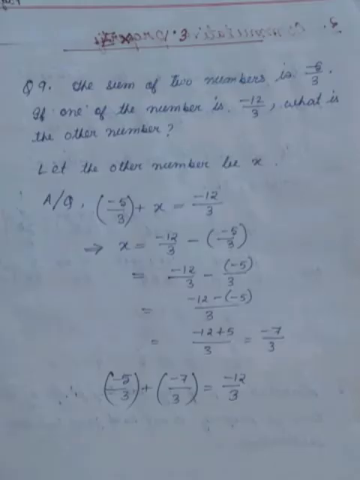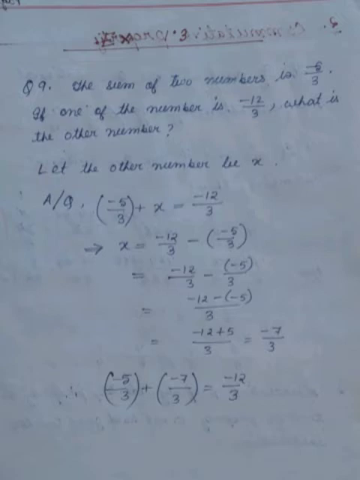Let us go through exercise 1.3. From 1 to 8, you can solve the problems as assignment. So from question number 9, it is given that the sum of two numbers is minus 5 by 3. If one of the numbers is minus 12 by 3, what is the other number?